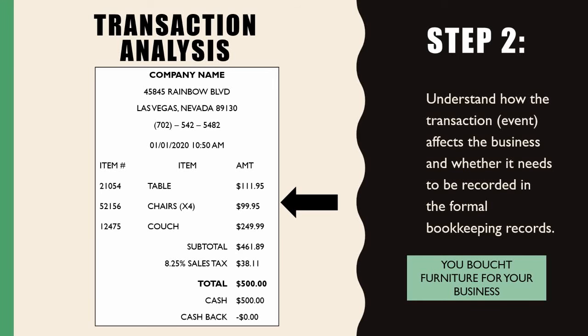So again, you want to understand what was the purpose of this transaction and analyze it. How does this affect my business? Well, in this case, I purchased furniture for my business. So therefore, I bought fixed assets. Okay? So then my business has a place to sit. Okay?